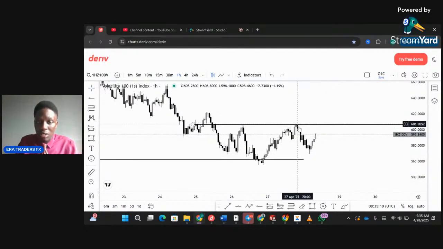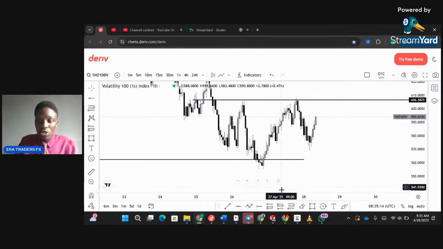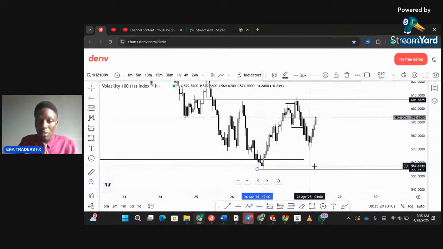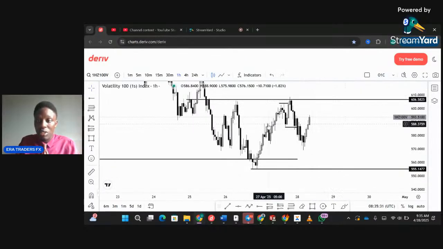So now this was it, and price started dropping. Now if you look at this, the structure has changed from bullish to bearish, giving us a sweep and a break of structure to the down. So this is the 1-hour time frame. This is the low that needs to be taken out.